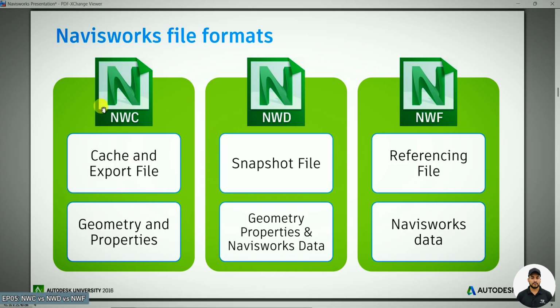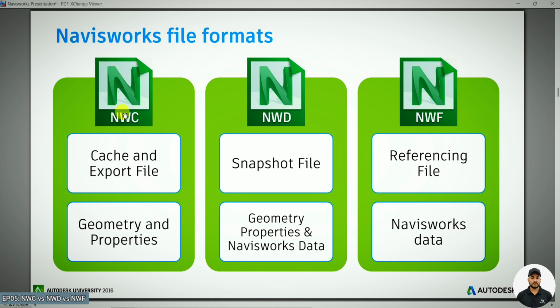Basically, NWC we can only export from Revit itself. We cannot save or get that file from Navisworks itself. It should be exported from Revit only. As you can see here, it is also a cache and export file. In our previous video we discussed how you can export NWC from Revit.